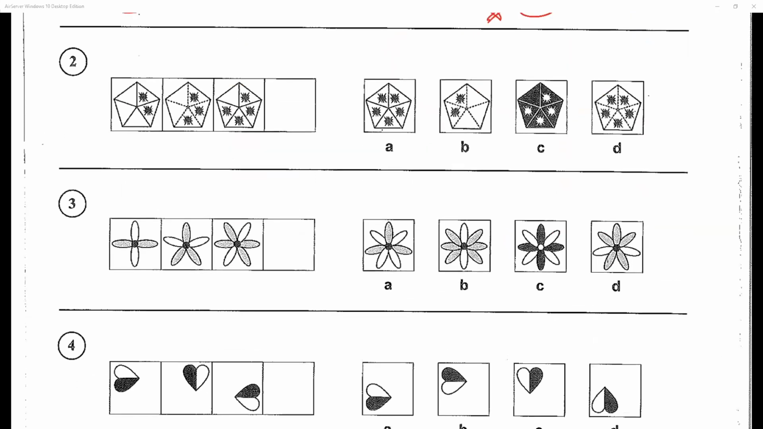Question number 2, back to you, Hiba. Go. So in the first one, there are 2 mini spiders, or 2 little bugs. And then there's 3 little bugs, then 4, and then next there has to be 5 mini bugs, and D has 5 bugs.